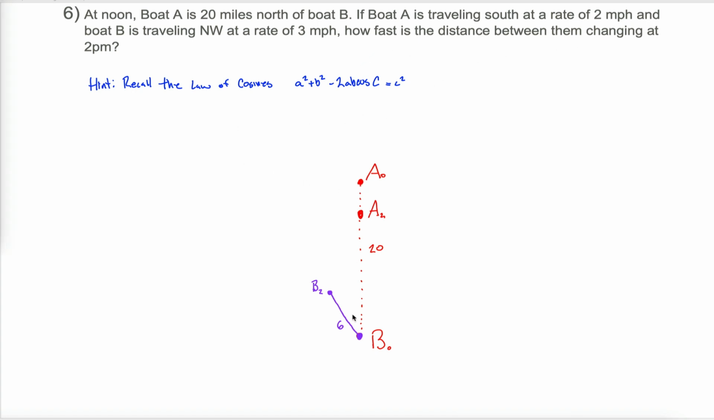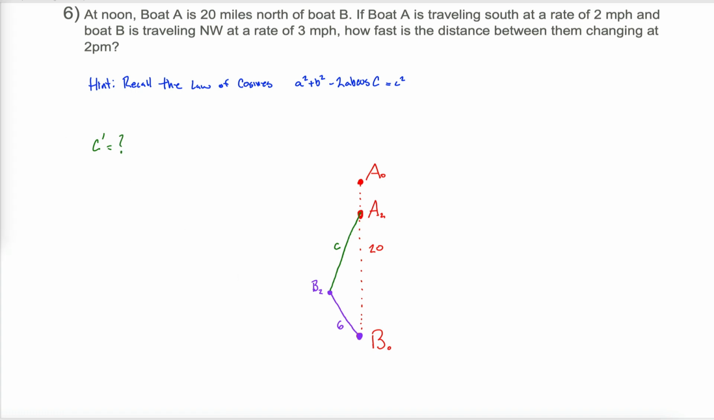So the distance between them starts out as 20 miles because boat A starts out 20 miles north of boat B. But at this instant that I'm interested in, the distance between them is the length of this line segment pictured in green. What the question is asking about is the rate of change of this line segment in green. If I call the length of this line segment, I don't know, little c maybe, c prime is what I'm trying to figure out in this problem.